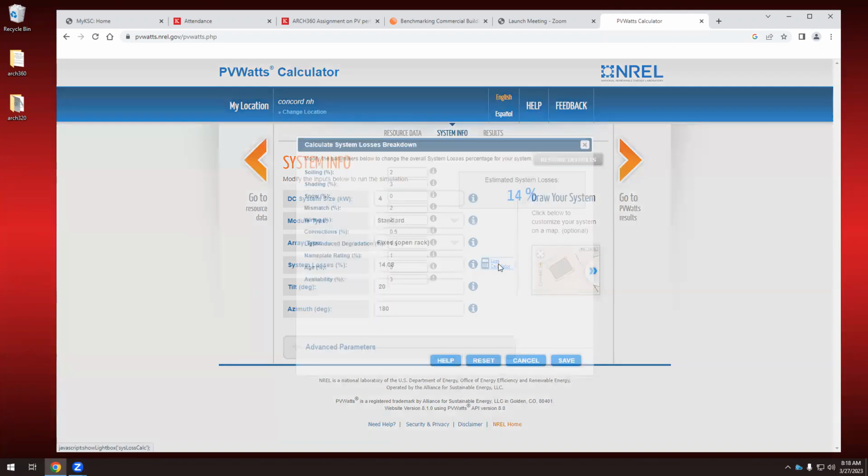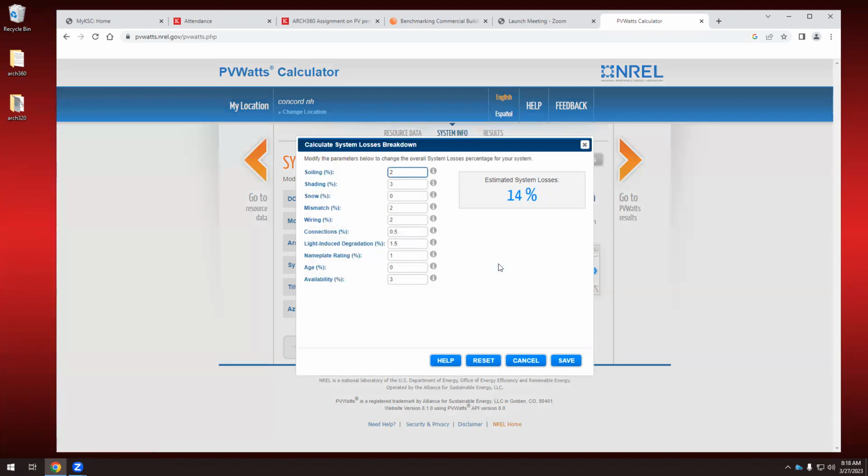Here we have a loss calculator. What is it? Okay, so this is how they have estimated the system losses. We have shading, 3% of shading. Okay, we can have more, but the goal would be to have 0% of shading. So let's make it less efficient. 50% of shading. Don't do that. It doesn't make sense.